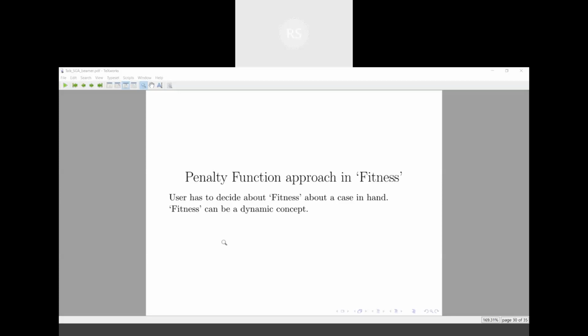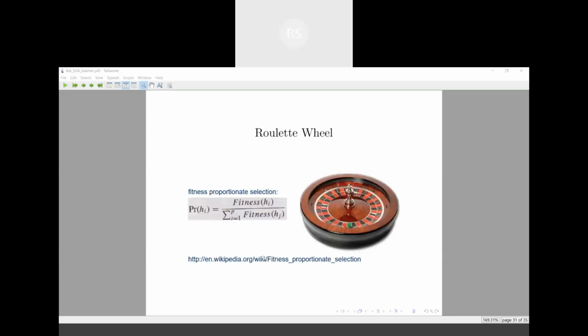Yes, sir. Okay. Now you are ready for it. I talked about the roulette wheel. This is a sort of example of how dice work in real life.